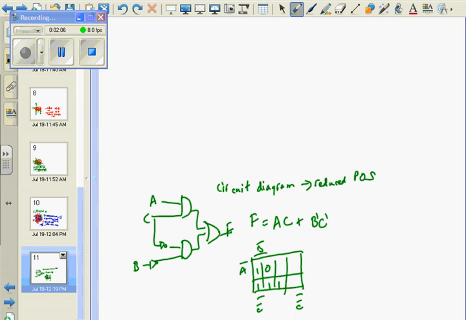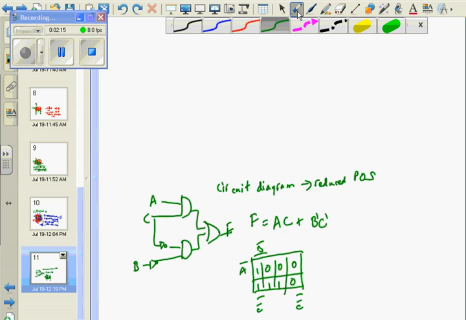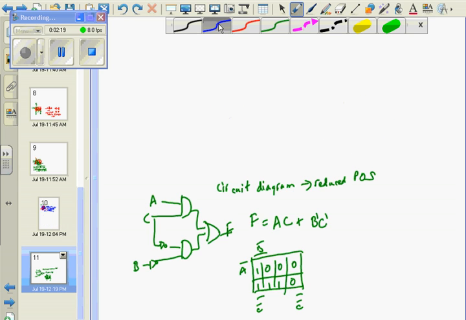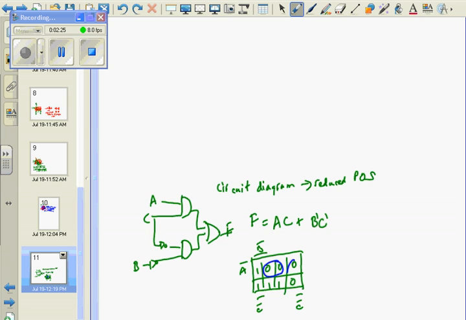Okay, and then the zeros are going to go there. So if we want reduced POS, we need to circle the zeros. Circle the zeros. We can circle these two zeros and these two zeros. Great. That covers them all.